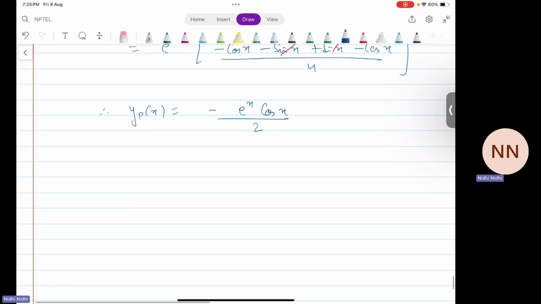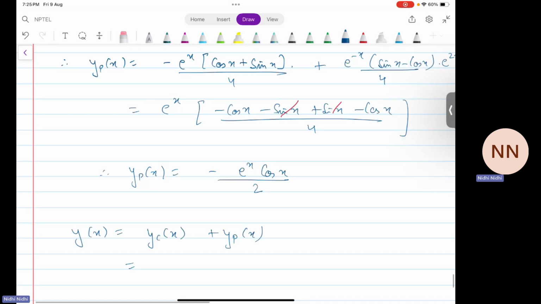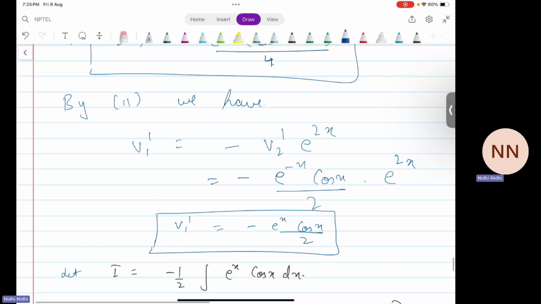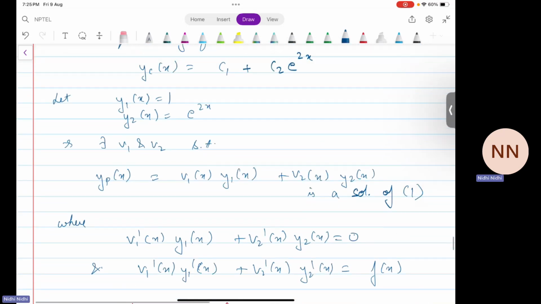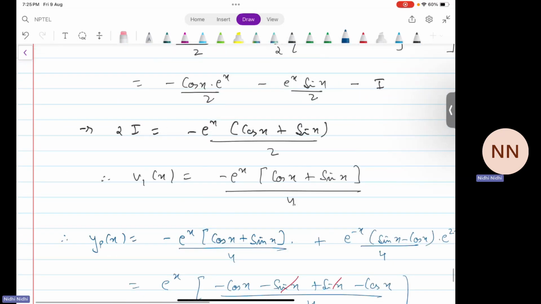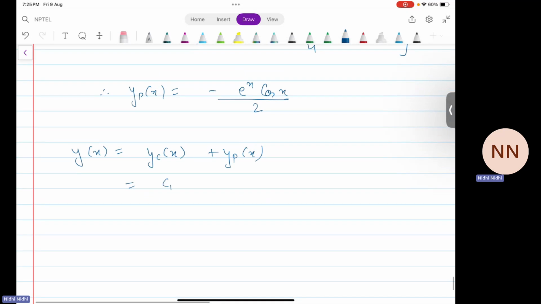Hence, our general solution yx is equal to ycx plus ypx. What was our ycx? c1 plus c2 e to the power 2x. So yx is equal to c1 plus c2 e to the power 2x minus e to the power x cos x by 2. So this is our general solution.